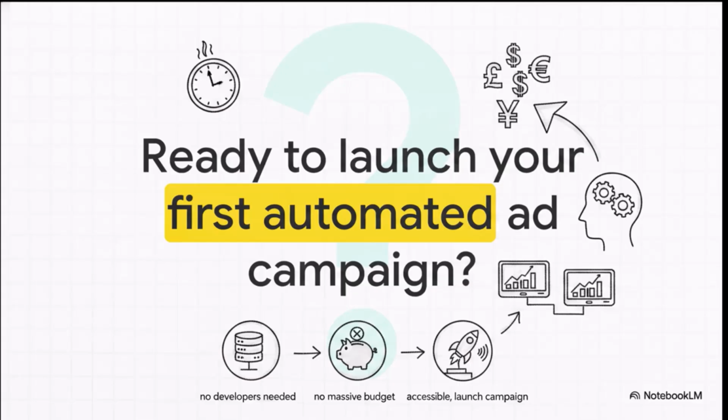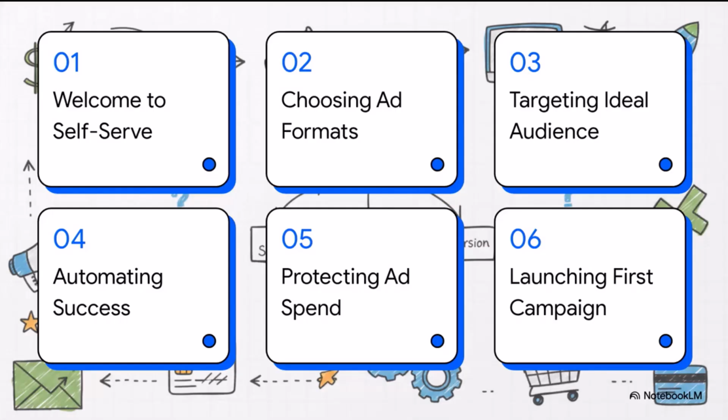Here's our roadmap for today. We'll start with a welcome to self-serve advertising, move into choosing your ad format, and then talk about targeting your ideal audience. After that, we'll cover automating your campaign success, protecting your ad spend, and finally launching that first campaign. It's a super clear step-by-step path we're taking together, so you don't get overwhelmed.